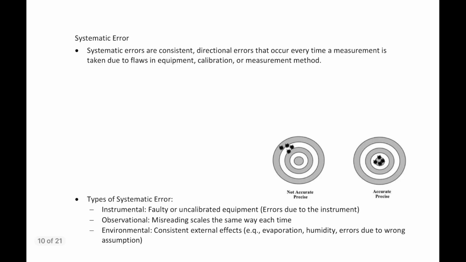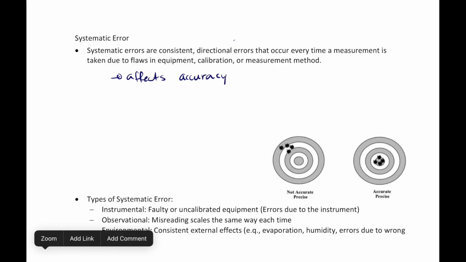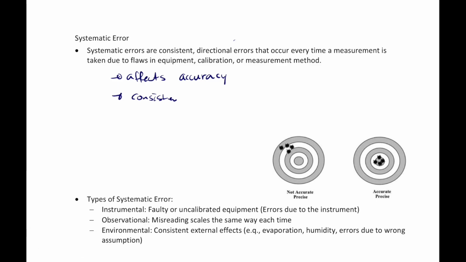Then let's talk about systemic error. Systemic errors are consistent, directional errors that occur every time a measurement is taken due to flaws in equipment, calibration, or measurement method. Systemic error affects accuracy, how close results are to the true value. That's accuracy. And it is also consistent and predictable.